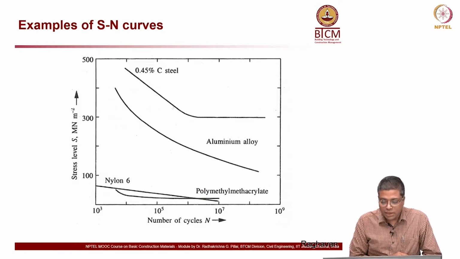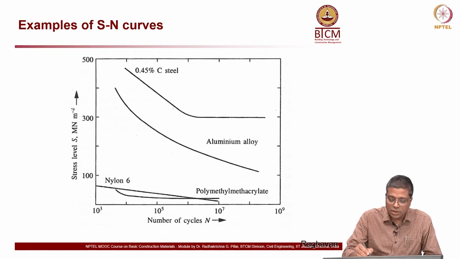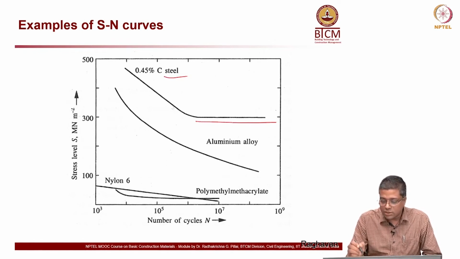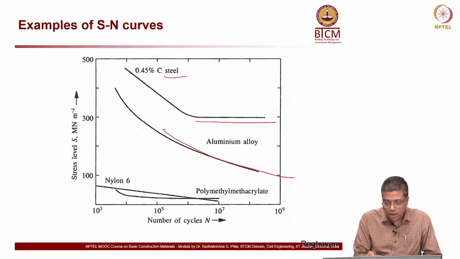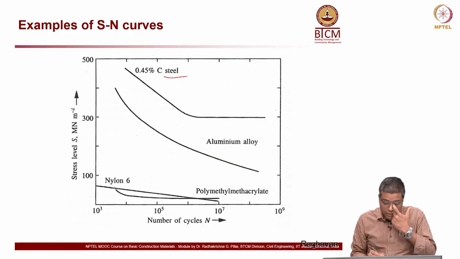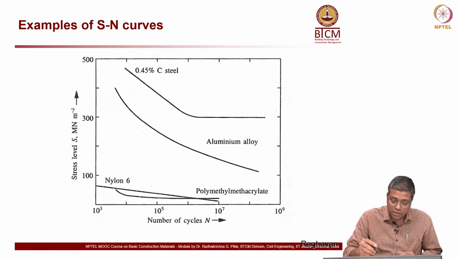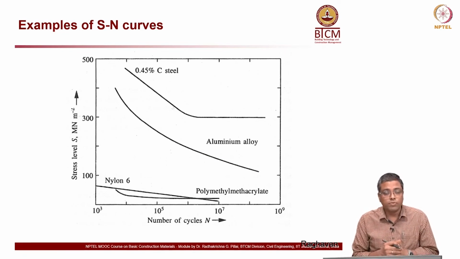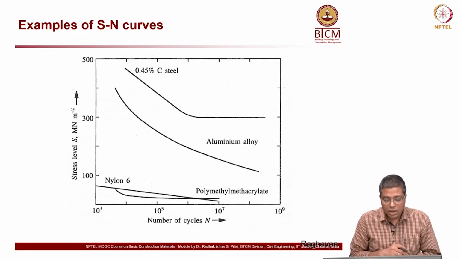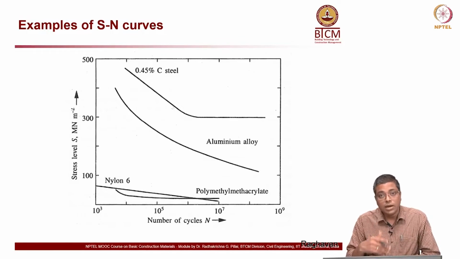Okay. Now, these are some examples of SN curves. This is for steel. You can see this flat region here, and then you have alloy which is going down like this, and you have nylon which is also going down. Okay. So, looking at these curves, we can use them both for design purposes and for analysis and life extension purposes.